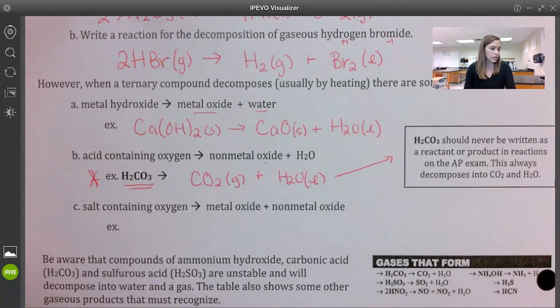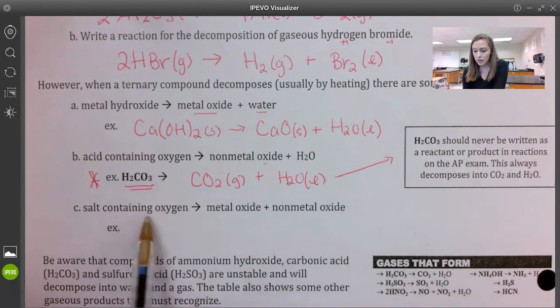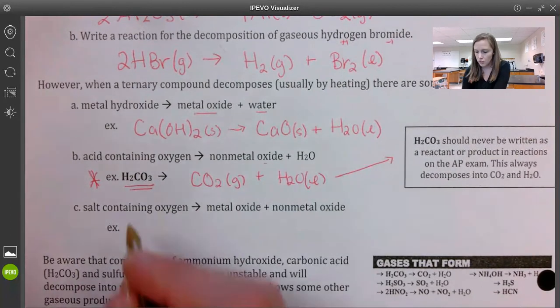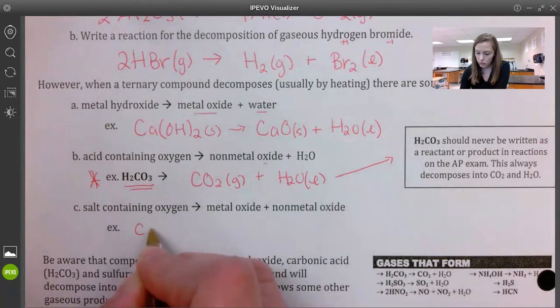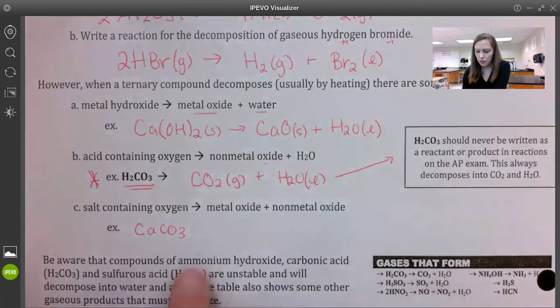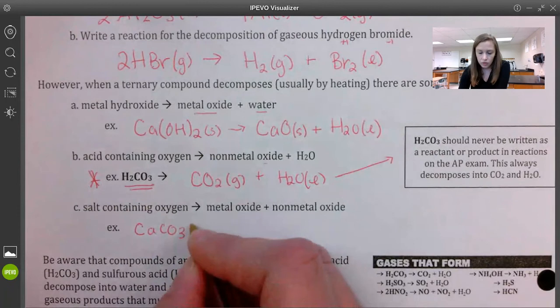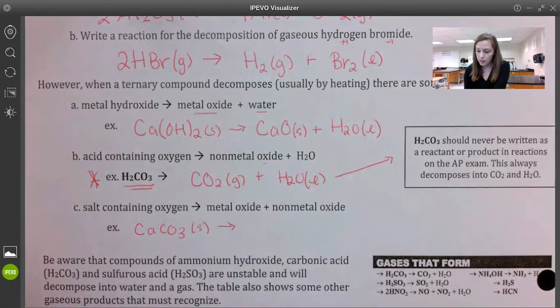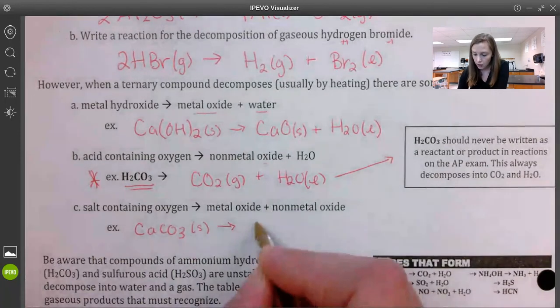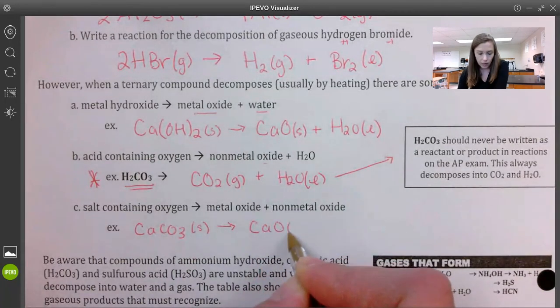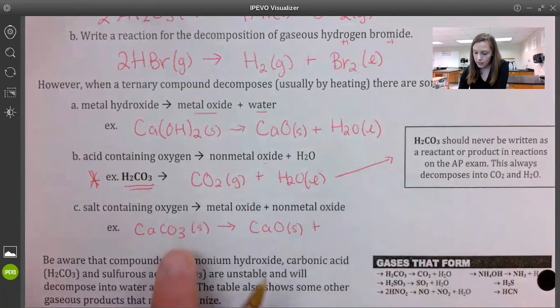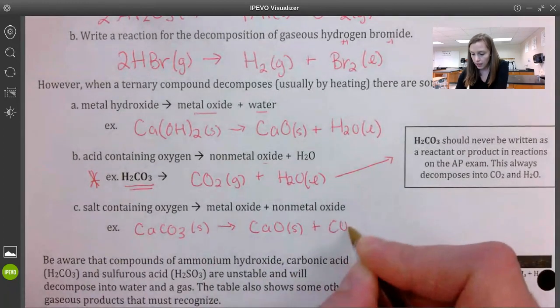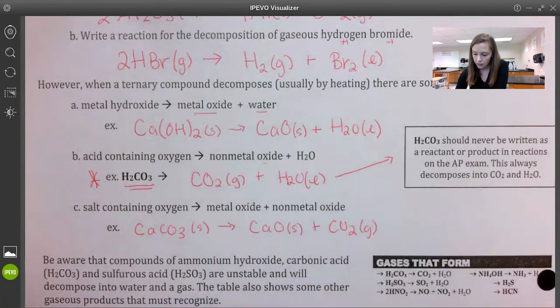And then finally, we're going to do that last one where you have a salt that contains oxygen. Think of a salt right now as just an ionic compound that contains oxygen. So on the front, we had used CaCO3, and actually I might have used a different one with sulfur, but we're going to use calcium carbonate. So that's going to be a solid. If that undergoes decomposition, it's going to make a metal oxide. So it's going to produce that CaO again. And then in this case, we have leftover CO2, so carbon dioxide gas, which is our nonmetal oxide.